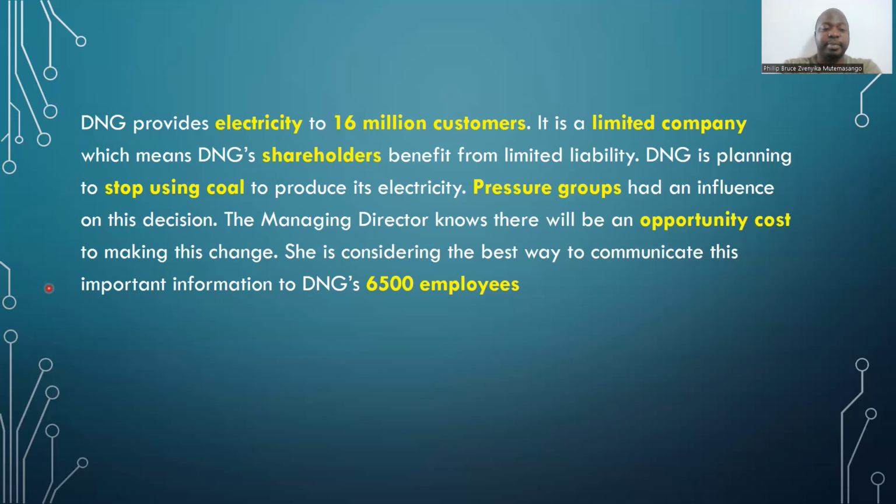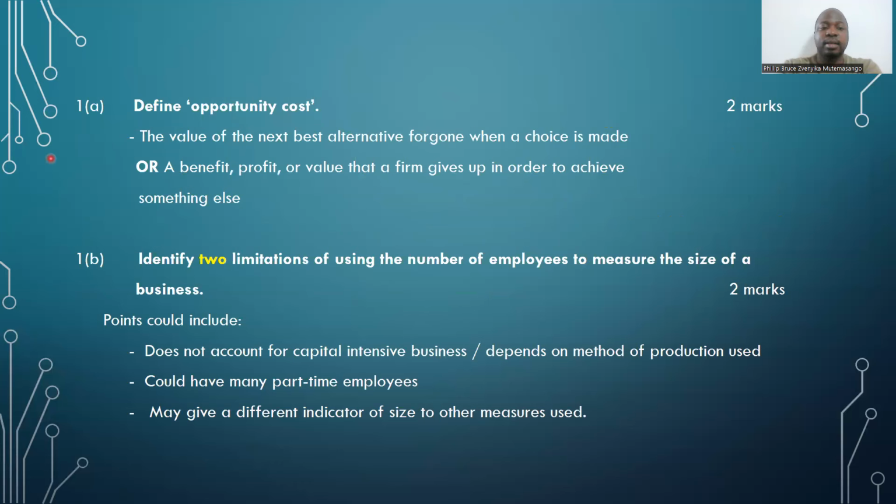Let's go to the first part. Part A, define opportunity cost. And remember, you need to provide a full definition and do not give examples. So you can say it is the value of the next best alternative forgone when a choice is made. Then you can get your 2 marks in such a case.